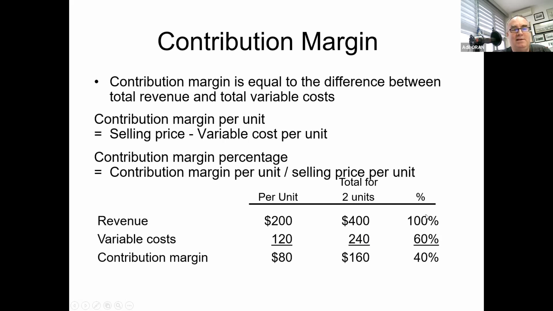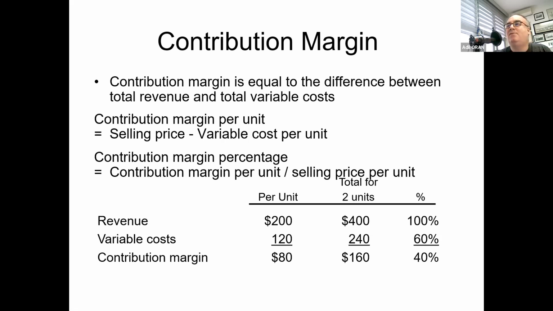If we were able to produce and sell 2 units, our revenue becomes 2 times 200, 400. Our variable cost becomes 2 times 120, 240, and our contribution margin becomes 160. If we calculate this as a percentage, it's going to remain constant. Revenues make up 100%. Divide everything by the selling price. Variable costs are 60%, so 60% of the $200 unit selling price is for variable costs, meaning that 40% is left over as a contribution margin. So $80 per unit or a 40% contribution margin percentage.